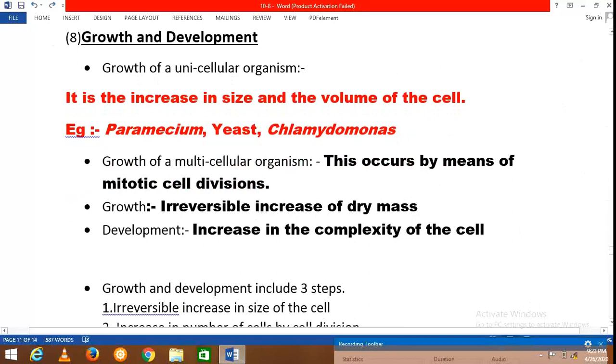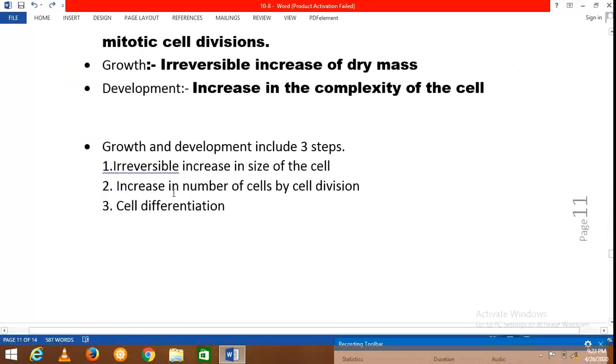So growth and development includes three steps. These are irreversible increase in size of the cell, that is the growth, increase in number of cells by cell division, and these cells are differentiated into different organs and systems. Irreversible increase in size of the cell, increase in the number of cells, and cell differentiation. These are the steps in growth and development of an organism.